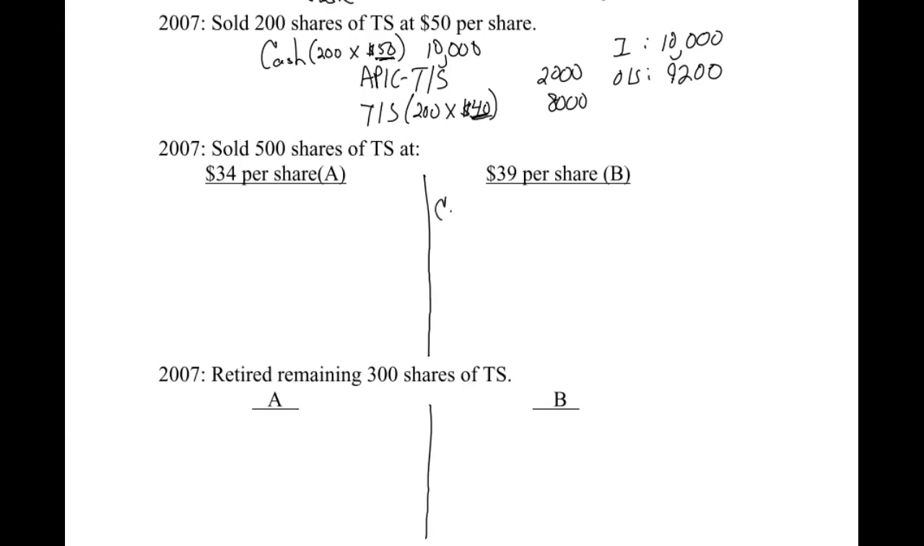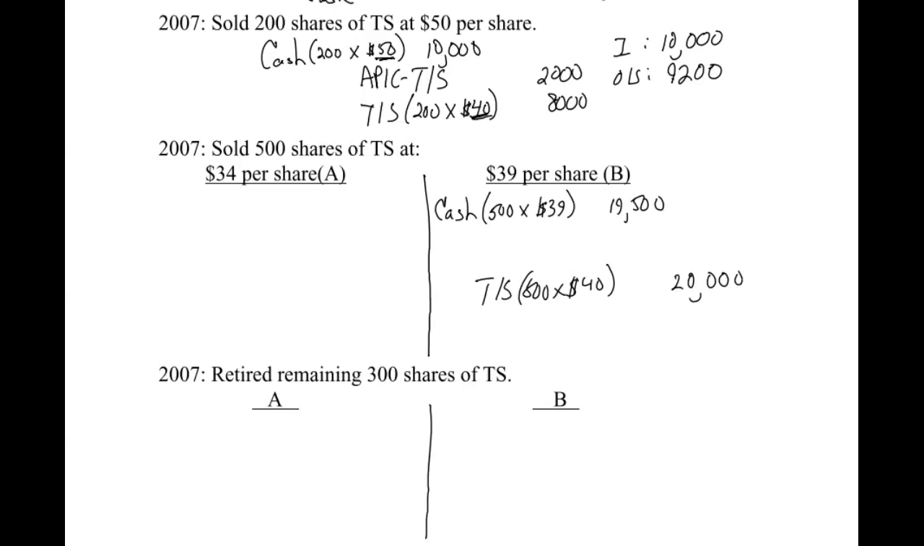So we know how to handle this. Cash is how many we're selling times the sales price, which is 39. So that is 19,500. Skip a space here. Treasury stock is 500 shares times the $40 originally cost, so that's 20,000. You can see here we're off by 500.